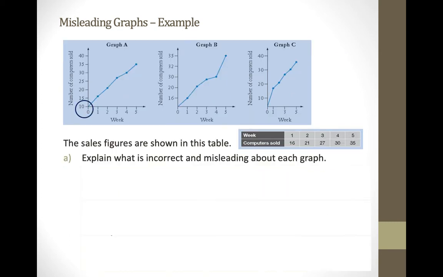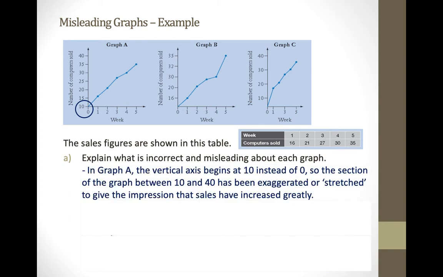For the first one, we're starting at 10 again. We should be starting at 0, and the scale needs to be consistent. In graph A, the vertical axis begins at 10 instead of 0, so that section of the graph between 10 and 40 has been exaggerated or stretched to give the impression that the sales have increased greatly.